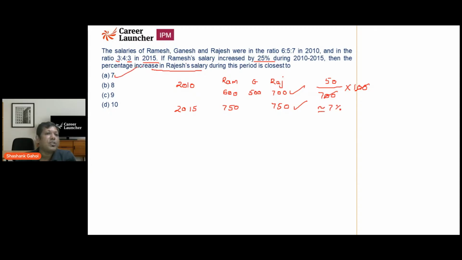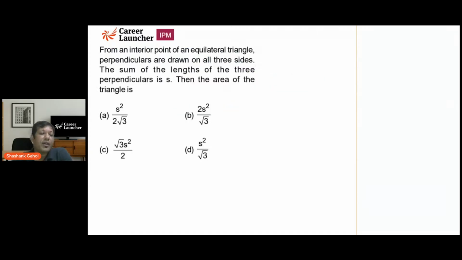So the answer of this question is going to be option A, because we are not taking the accurate value, because the question itself is asking what is the value that is closest to. Okay. Now let's move on to the next one. What does it say?